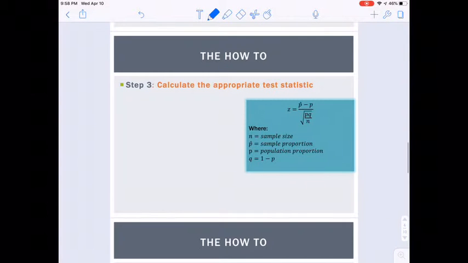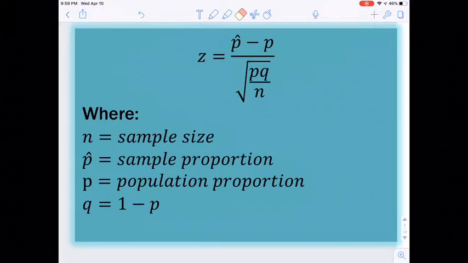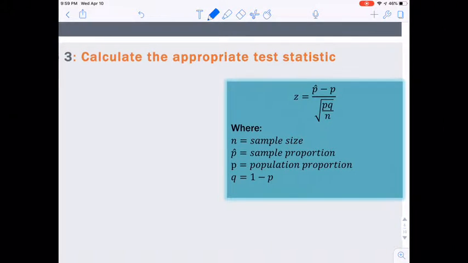Now they want us to calculate the appropriate test statistic. This is our test statistic for this section. Okay, it can be very confusing because you've got p's and q's and p hats, and knowing which comes from the hypotheses, which comes from the evidence. Where do we get that q from? That can be confusing for some people. It is a z, which means normal CDF is coming up here, but let's break this down.